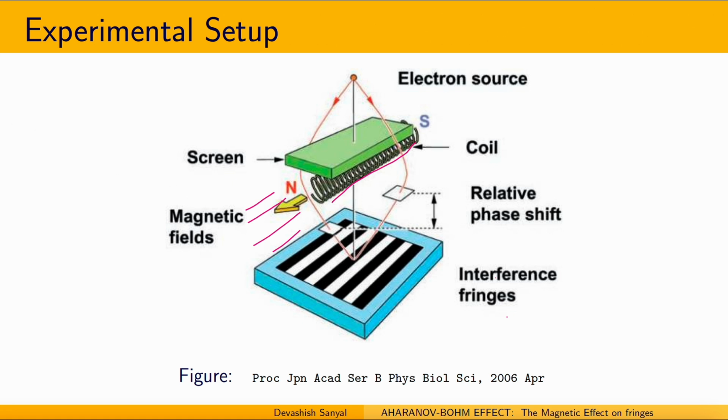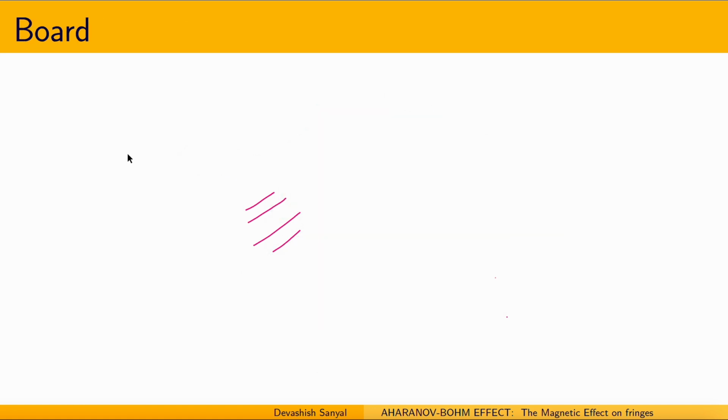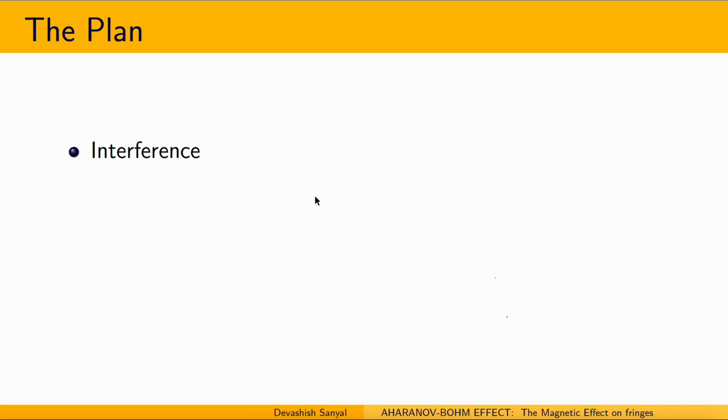So the question is, what is it that's happening? In order to understand that, we'll go to the next slide. So what is the plan? The plan is, in order to understand Aharonov Bohm effect, we have to understand interference. What is interference? We have to understand electric and magnetic fields and the corresponding potentials.